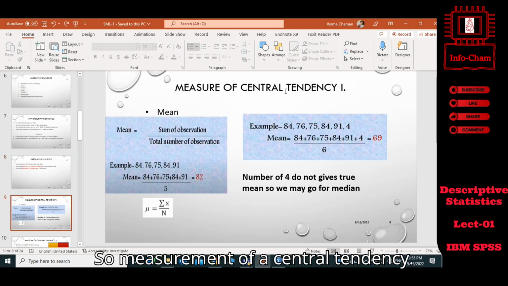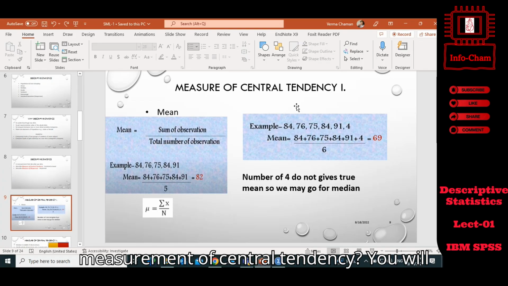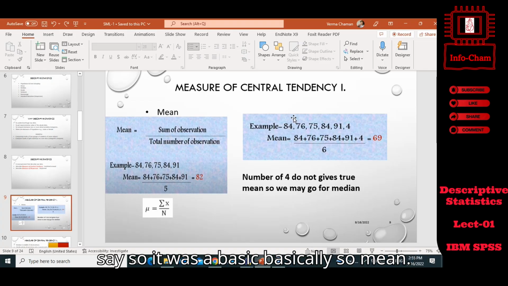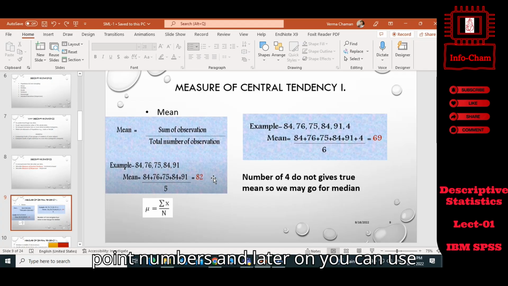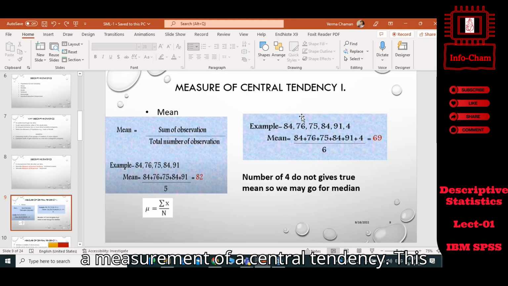So, measurement of central tendency. In an interview, they can ask you what the measures of central tendency are. You will say, sir, mean, median, mode. It is basic. So mean is the average: sum of the observations divided by n, sigma x by n, right? There will be some values and you can divide and find the mean value. It doesn't matter if the value is a floating point number; later on you can use a round off or round up function. It's not a problem. So this is basically a measurement of central tendency. This is the mean value.